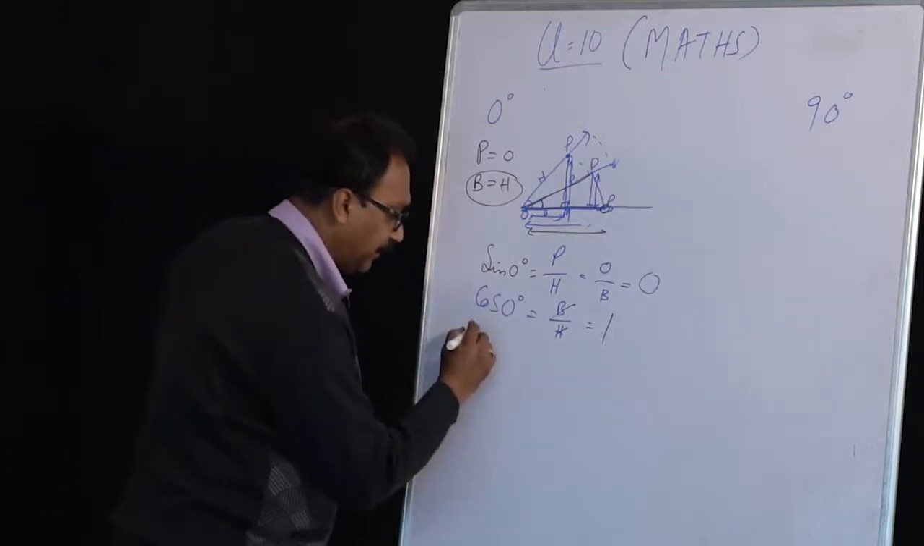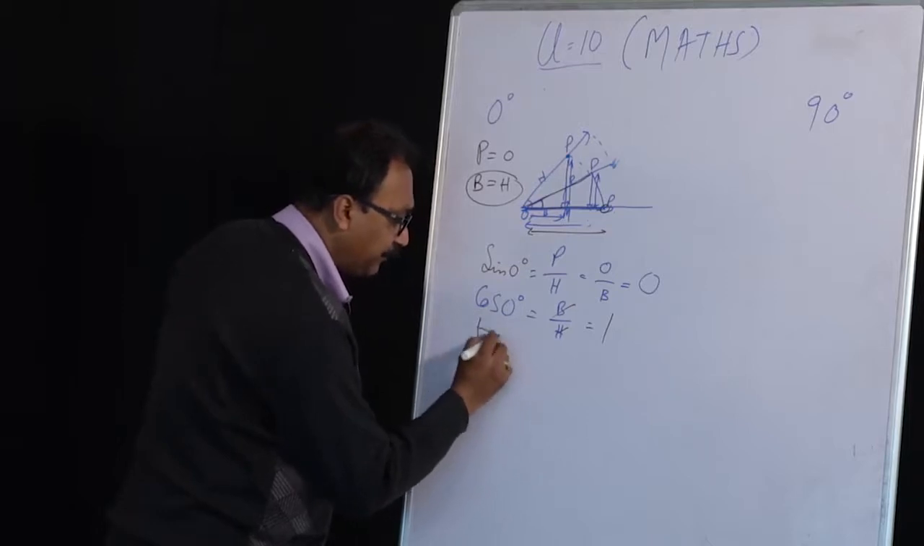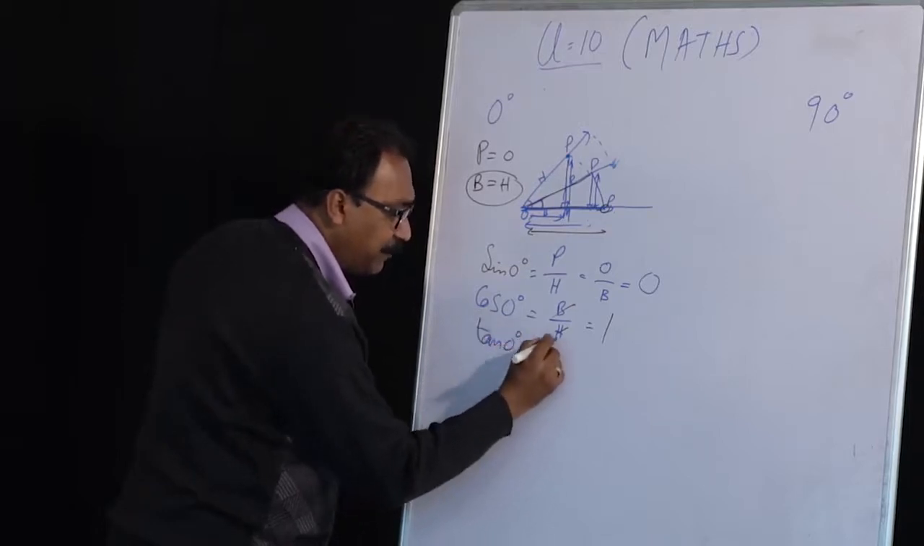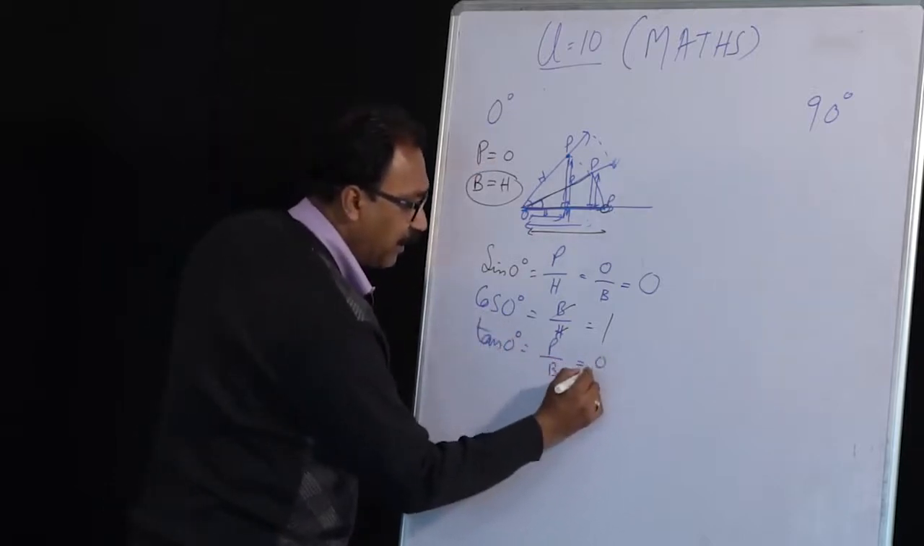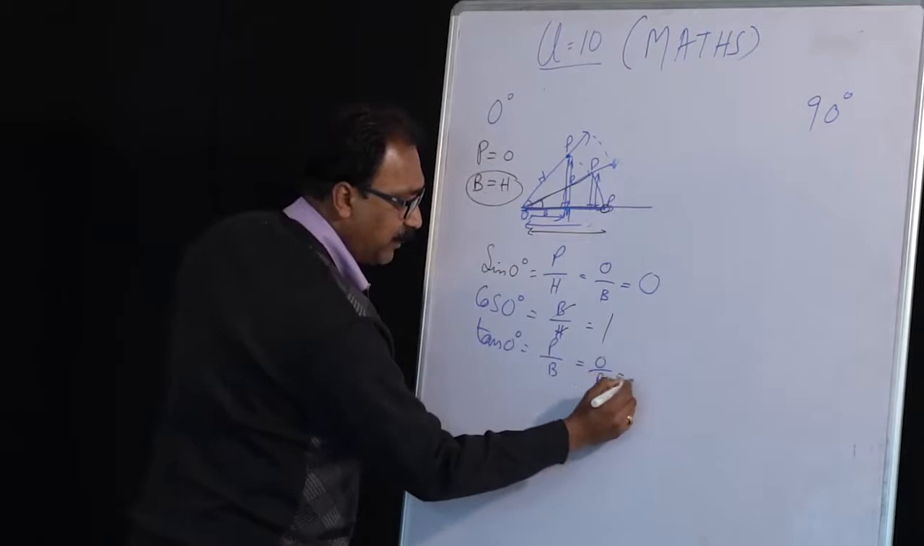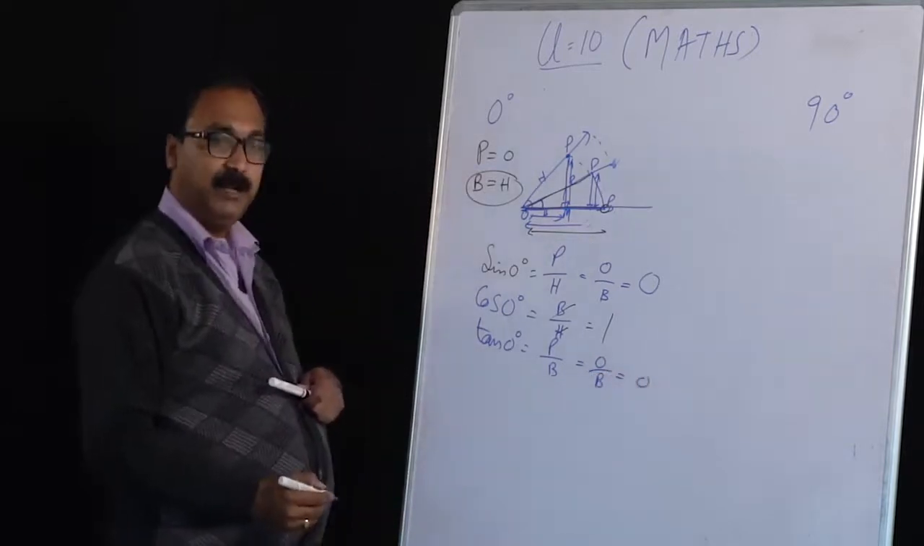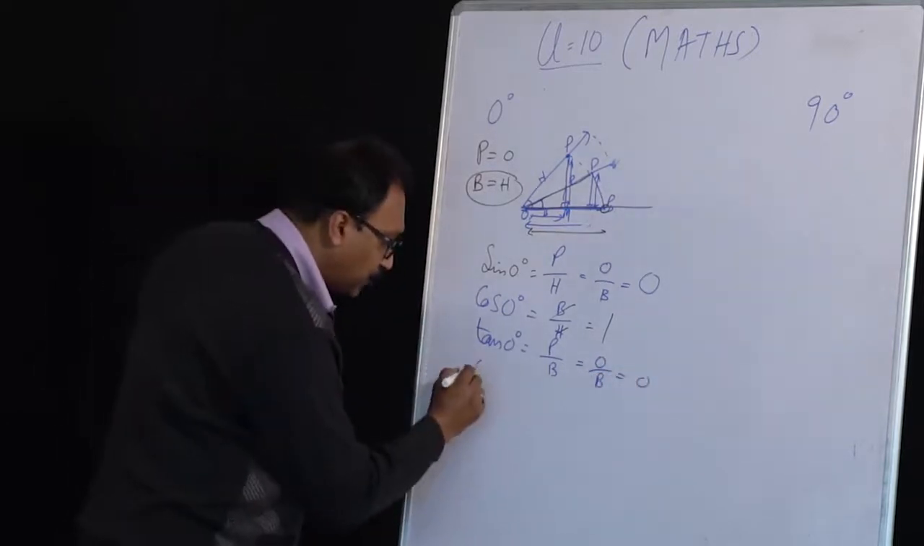Likewise, we can find tan 0 degree. Tan 0 degree is perpendicular by base. The perpendicular is already 0, and the base can be anything, but 0 by anything is 0. Clear? So likewise, cosec 0 degree.